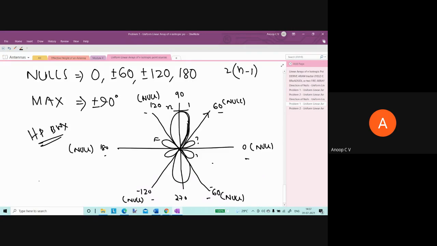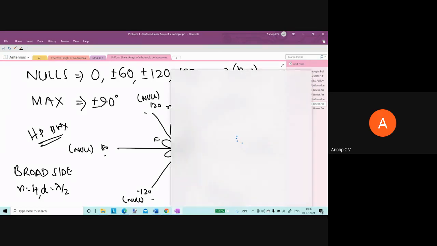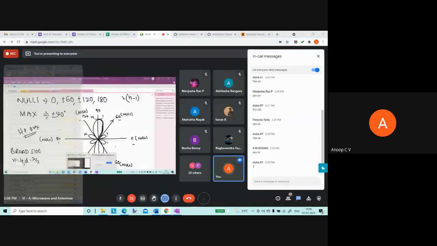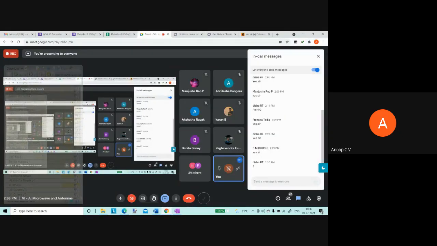So this is the broadside array. This is the pattern of the broadside array for n is equal to 4 and d is equal to lambda by 2, right? So is it clear? How did we plot this? Is it clear?